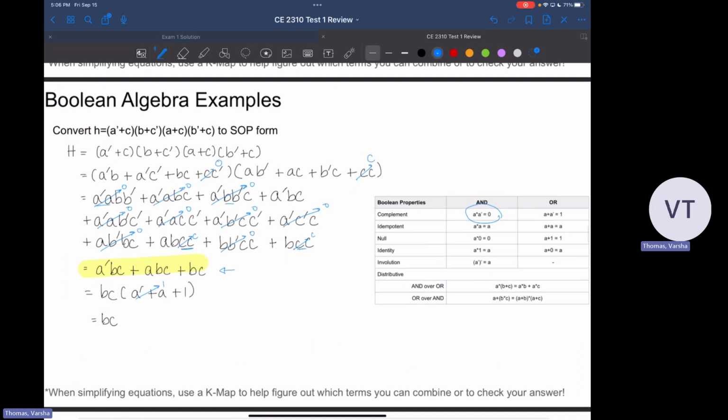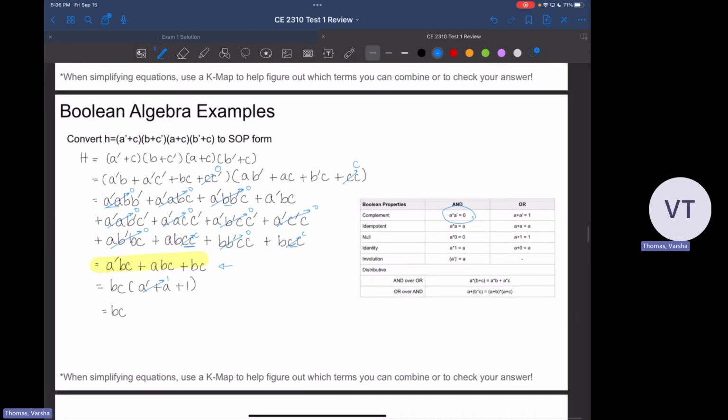Okay. Any questions here? Also, your POS and your SOP should give you the same values for your output. So if you draw a truth table for both, they should give you the exact same. They're just different ways of writing the same exact function. So if they're giving you opposite values, you did De Morgan's somewhere wrong or something like that. Okay. I think you can take over from here.